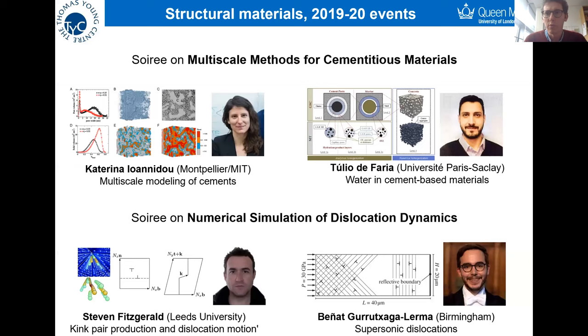One of the very interesting activities that we organized was about multi-scale methods for cementitious materials. Probably you are aware that cement is probably the material that is mostly produced in the world, and is responsible for a considerable amount of CO2. So several computational researchers are developing methods to characterize the properties of cements and try to predict their behavior. We organized an event where Katerina Ioannidou from MIT, now at Montpellier, showed how she's developing multi-scale modeling from atomistic to continuum to try to predict properties of cements.